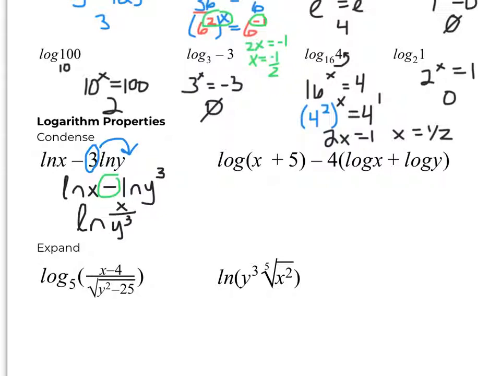So when I look at the next one, we want to start with what's inside parentheses.